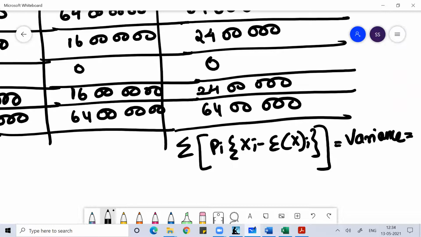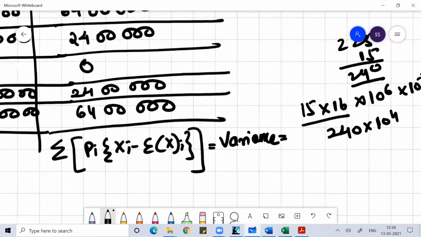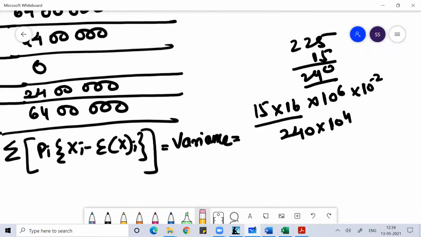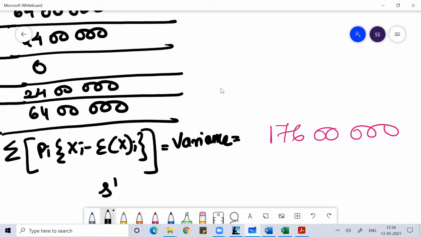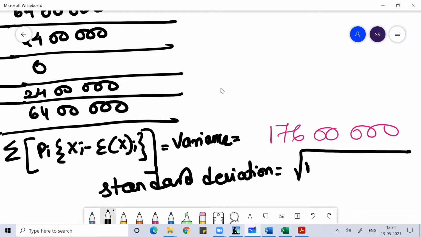And this is equal to how much? 24 plus 64 is 88. 88 twos, I think, will be 176. So this is 176, then 5 zeros. So the standard deviation would be nothing but the square root of the variance, that is the square root of 176 followed by 5 zeros.